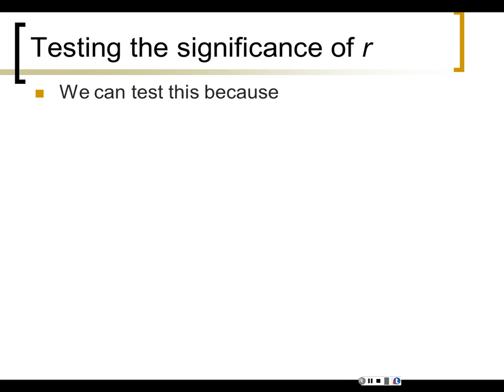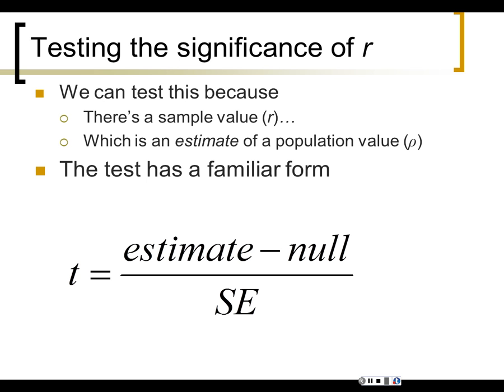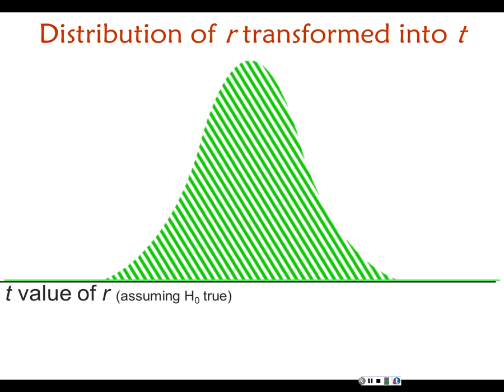Maybe next year. So we test the significance of r because there's a sample value, which is an estimate of a population value. The test looks just like this. We have an estimate in the sample minus the null hypothesis estimate over the standard error. Like I said, don't worry about the details, but it follows the same pattern we've seen so far. And once you've transformed r into a t-value, then you can test everything in the t-distribution. So I'm just almost copying and pasting graphics from back in the t-test chapters. The standard deviation of this distribution.